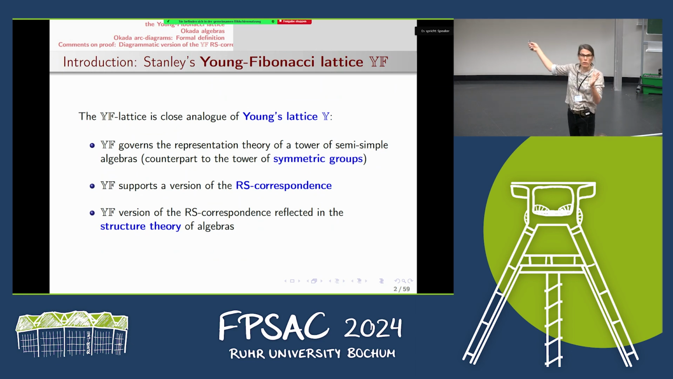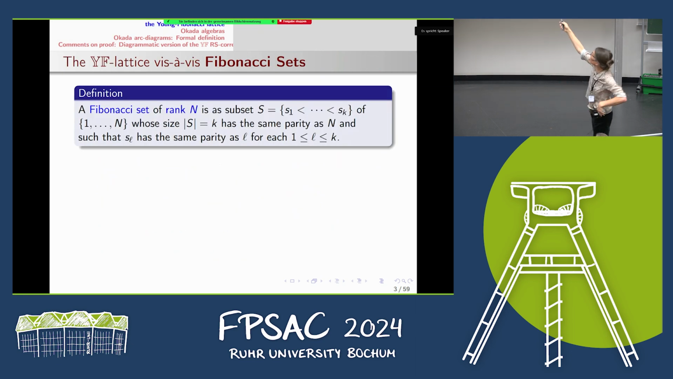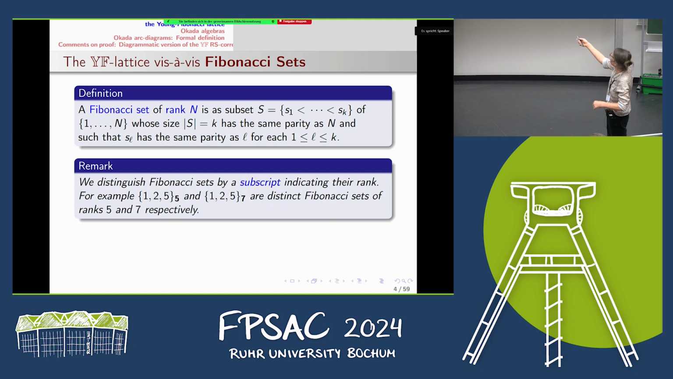So let me first tell you what this Young Fibonacci lattice is. We'll do it in the language of Fibonacci sets. A Fibonacci set of rank n is a subset of 1 through n whose cardinality has the same parity as n. And if we order the elements of S in increasing order, then the lth element has the same parity as its index. We have to be a little bit careful because, for example, the set 1 to 5 is a Fibonacci set both of rank 5 and rank 7.